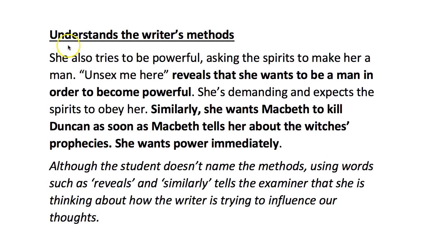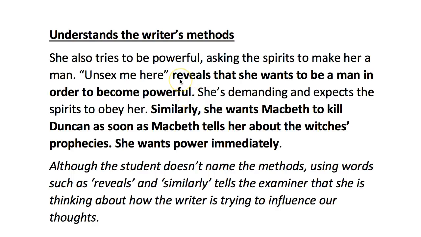So the next paragraph is going to teach us how the student understands the writer's methods. "She also tries to be powerful, asking the spirits to make her a man. Unsex me here reveals that she wants to be a man in order to become powerful." So we have here the point, then the evidence, and the explanation in the same sentence. That's starting to be sophisticated.